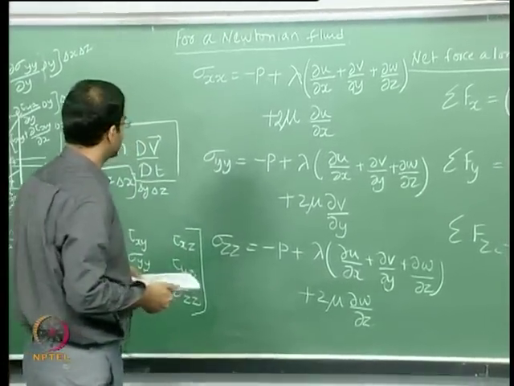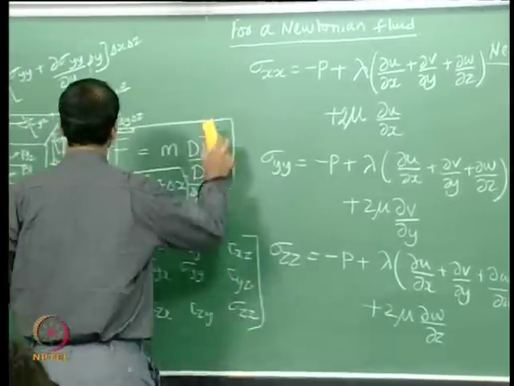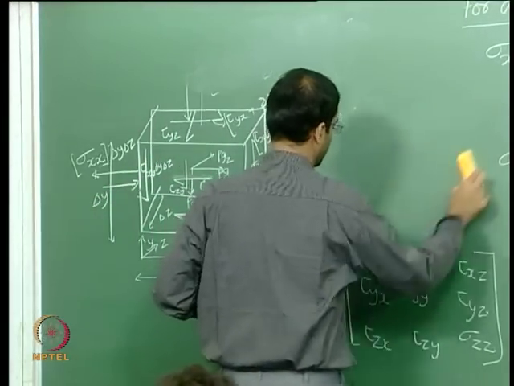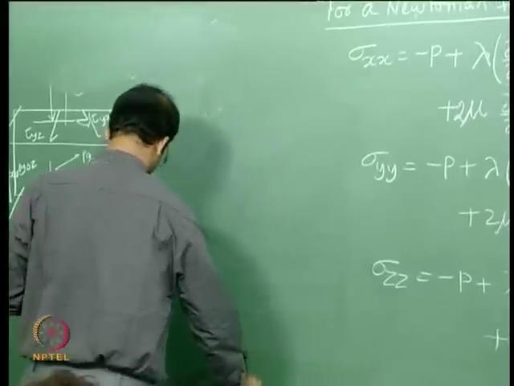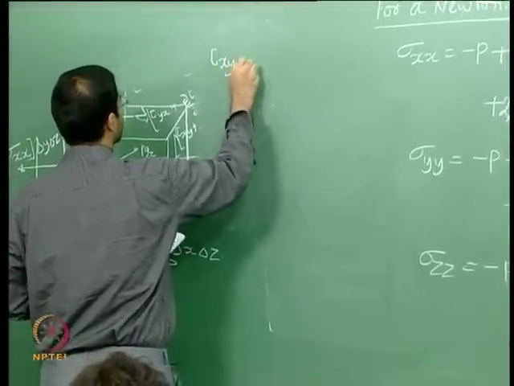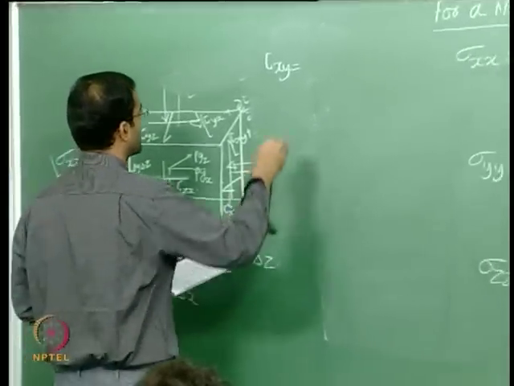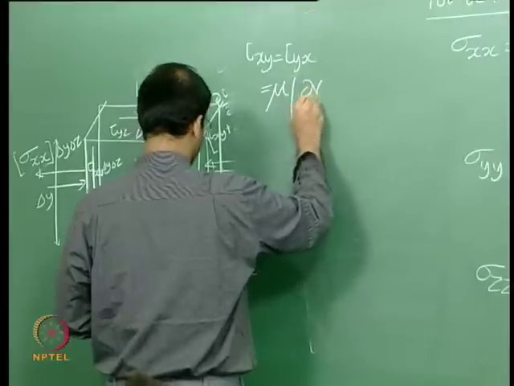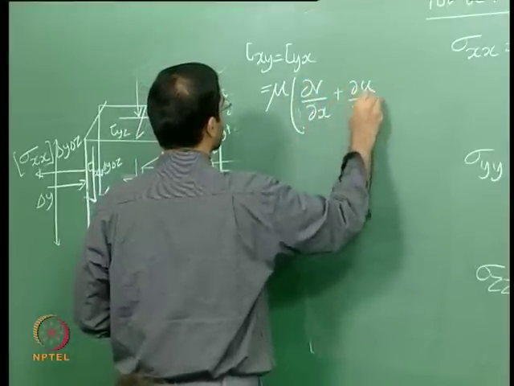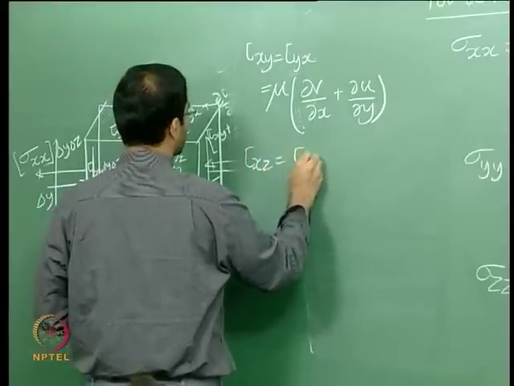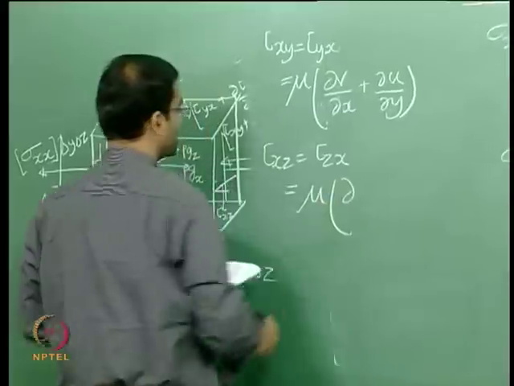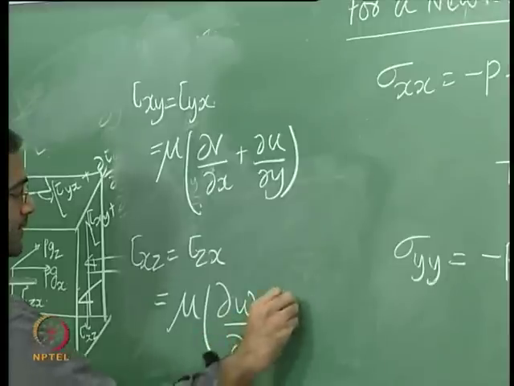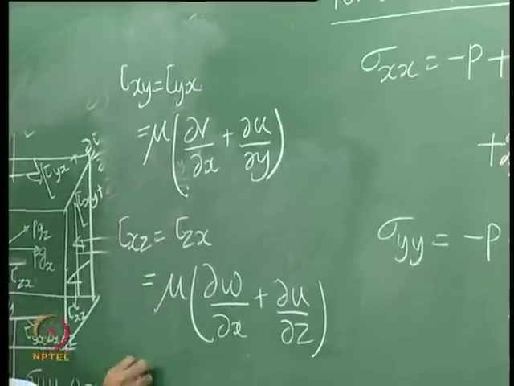And how about the shear stresses? The shear stress can also be expanded in a similar form for a Newtonian fluid. So we have tau xy. We have already shown that for inducing no rotational force on the control volume, this should be equal to tau yx. That is given as a relation between the stress and the strain rate as nu times dv by dx plus du by dy. Similarly, tau xz should be, can you guess the terms here? dw by dx plus du by dz. Good.